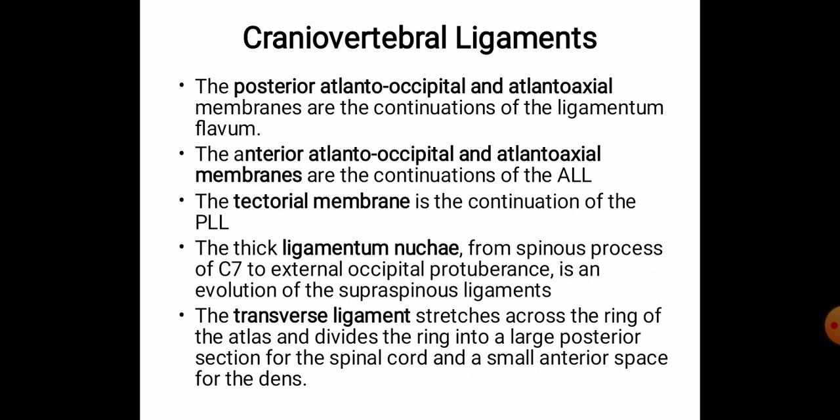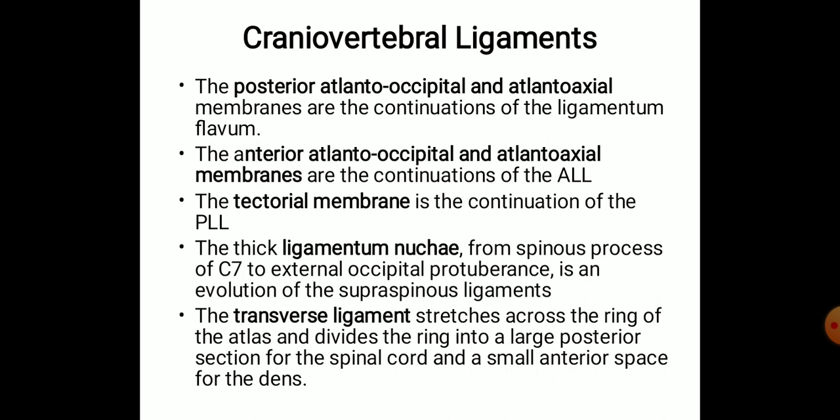The thick ligamentum nuchae from the spinous process of C7 to the external occipital protuberance is an evolution of supraspinous ligament. So we had something called a supraspinous ligament. The supraspinous ligament is mainly originating from C7 to the sacral region. So from the occipital protuberance till C7, the supraspinous ligament is called the ligamentum nuchae. So all of these ligaments are some evolutionary part of the vertebral ligaments.